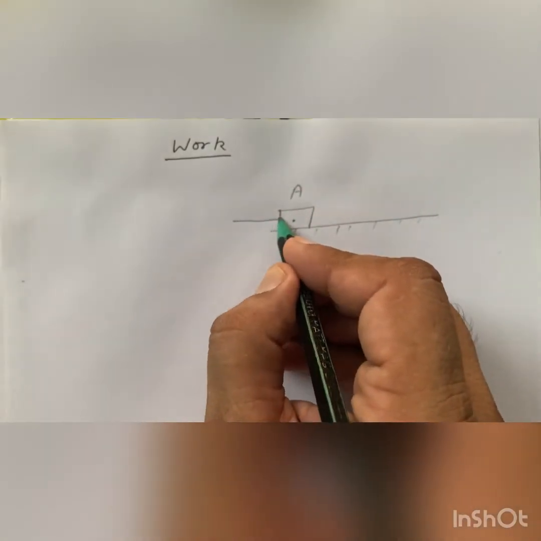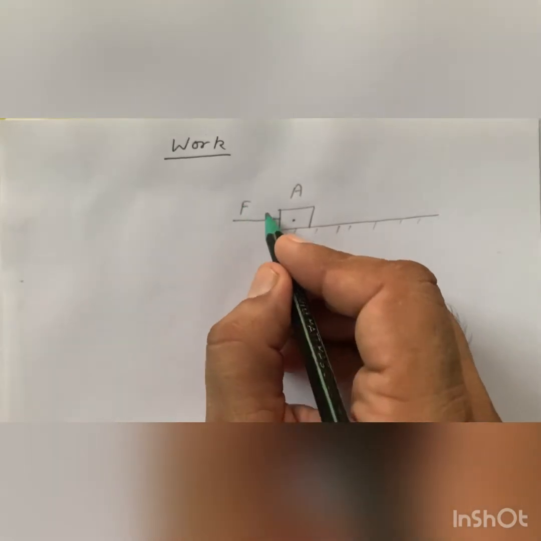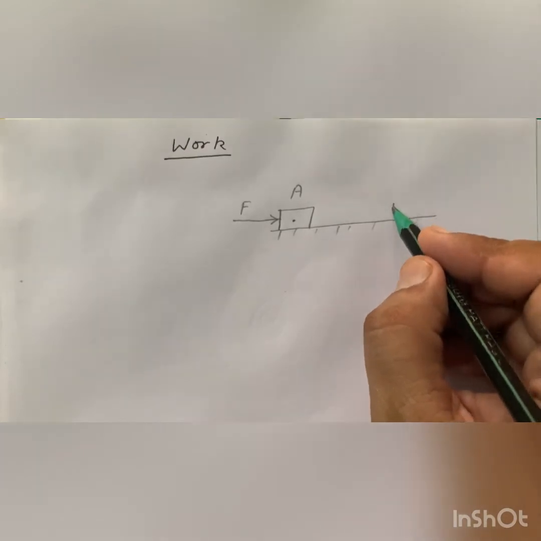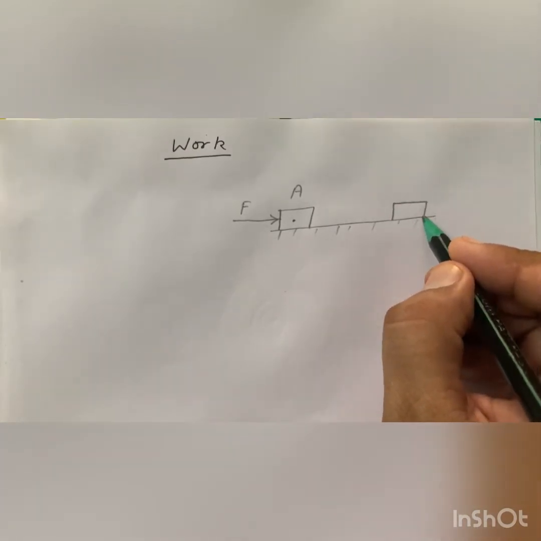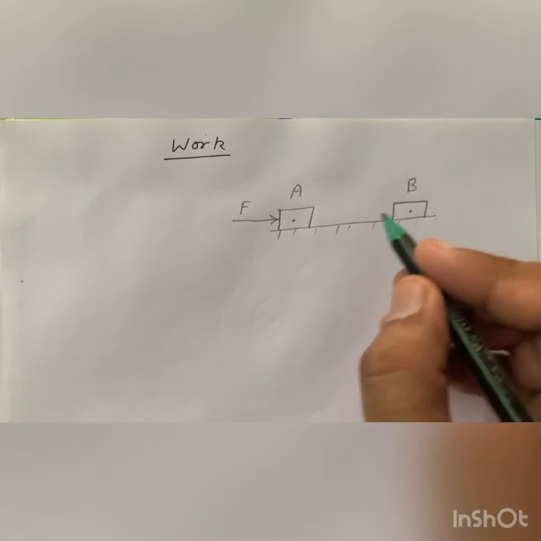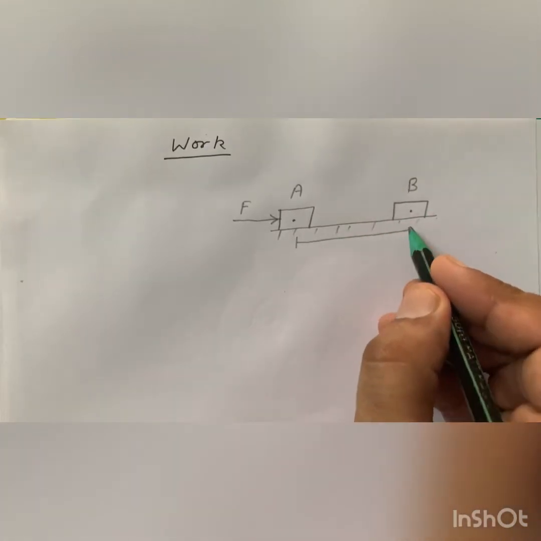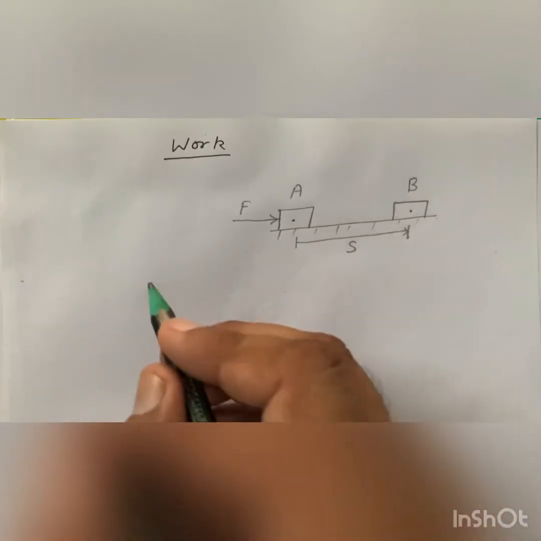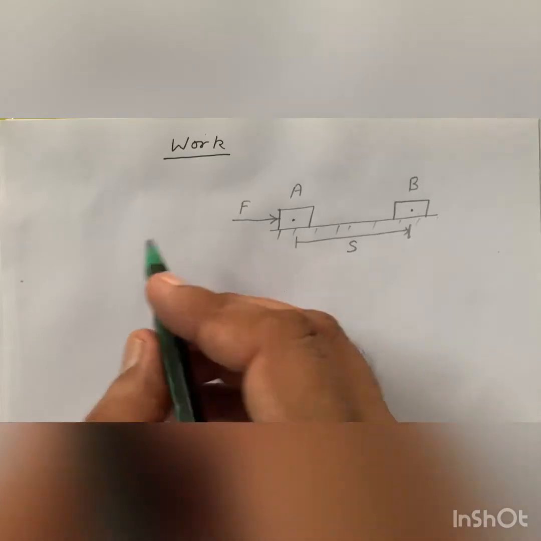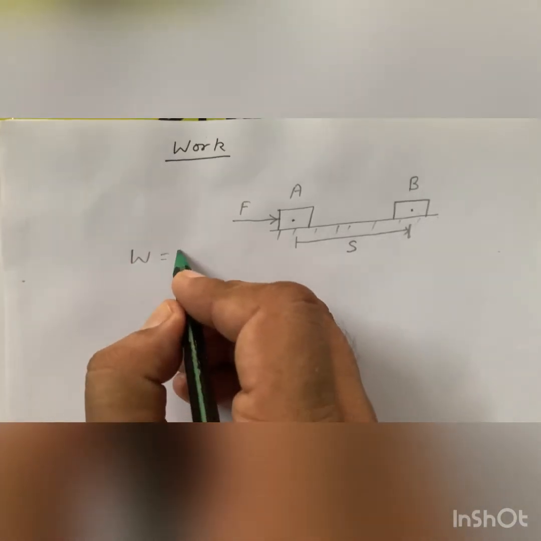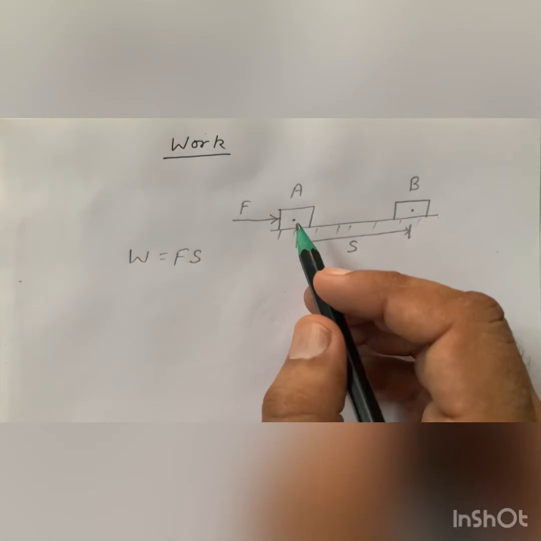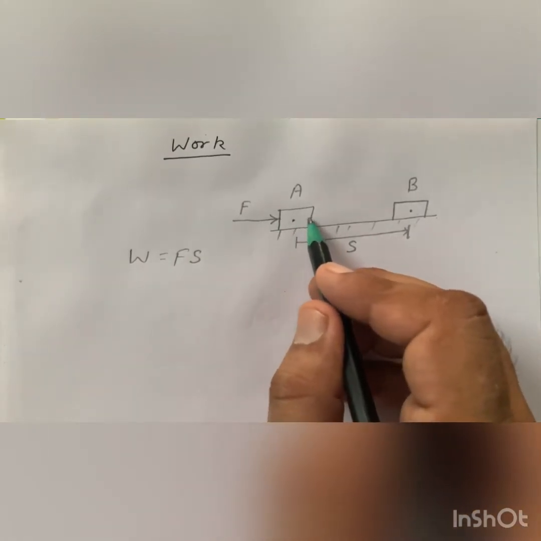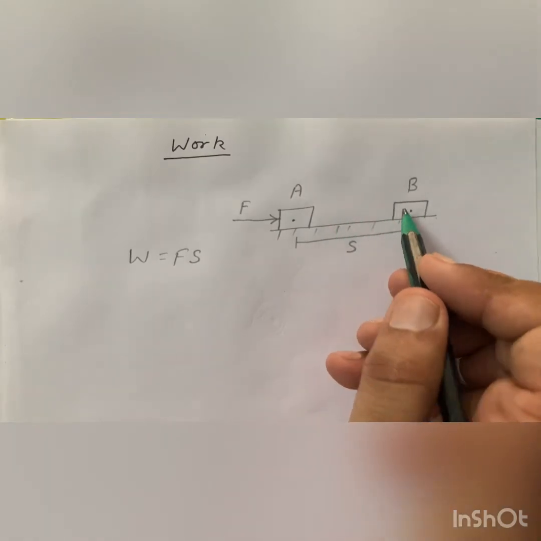If we apply force, say F, and it displaces the body to another position, say B, the displacement is, say, S, then the work done is force into displacement. Here we see the displacement of the body is in the direction of the force.